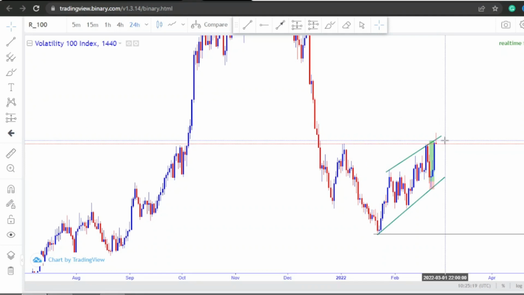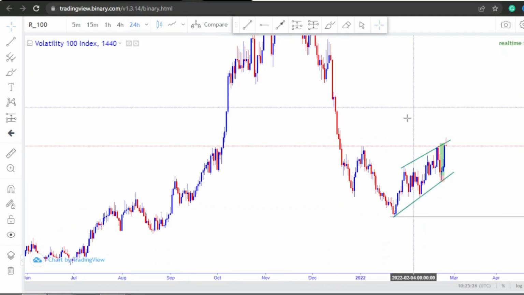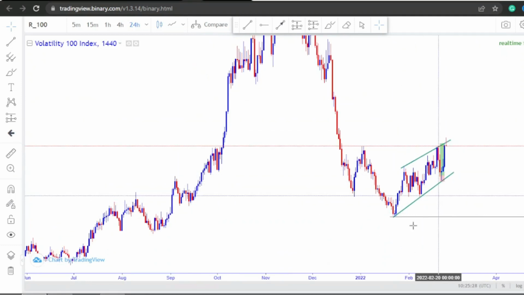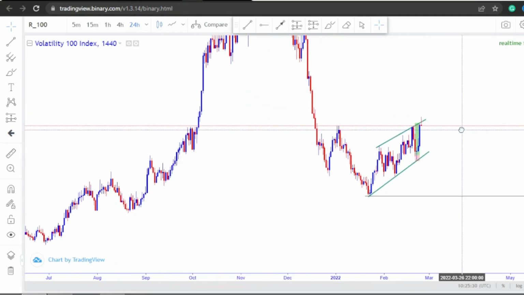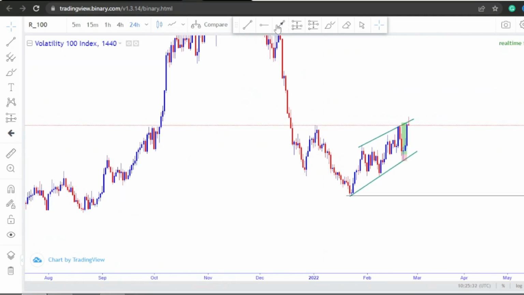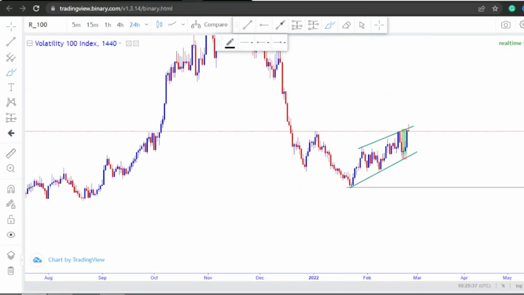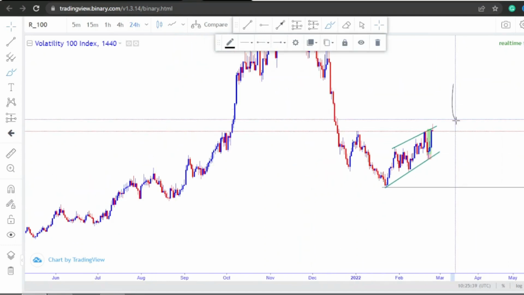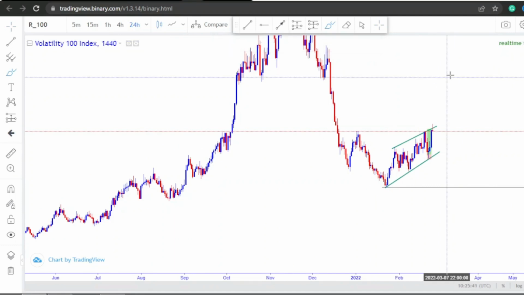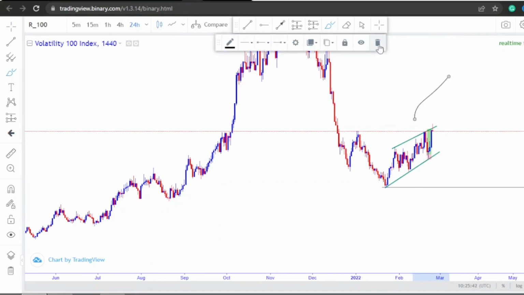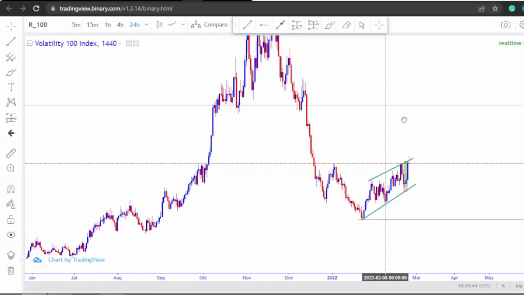So I'm actually on Volatility 100 index, and if you can remember very well, I shared this signal, I shared this pattern, and I said I was down here and anticipating a move to the upside. So on Volatility 100, I'm on the daily time frame.